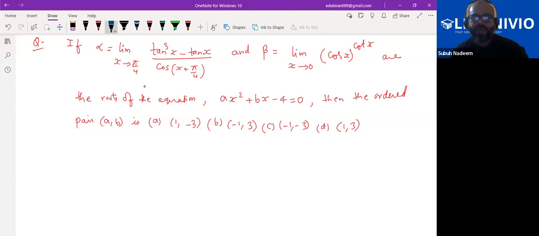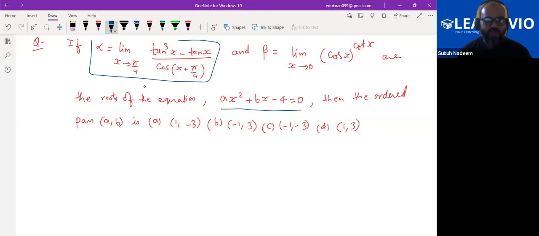So you have to separately find alpha and beta. And then you have to use the fact that alpha, beta are the roots of this equation. And then what will be AB? So first task is to find the value of alpha, and the value of beta.